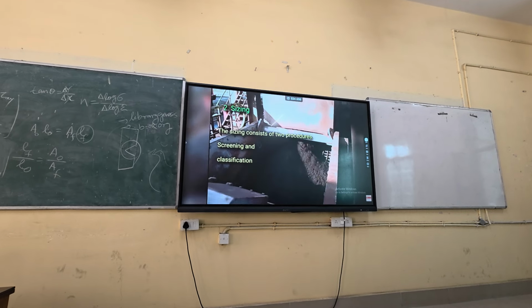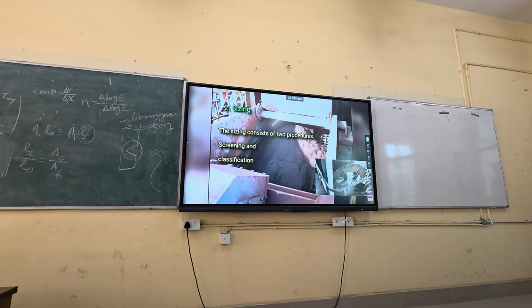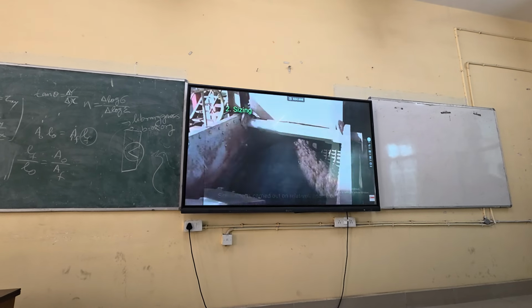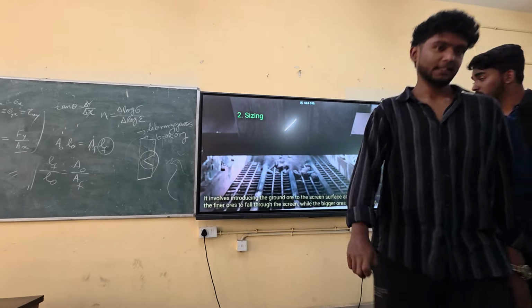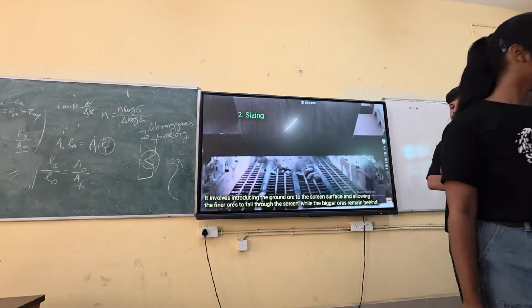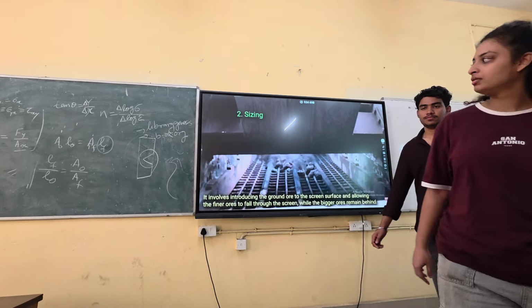You can see the screens are there. See, those are screens. See, these are the screens. Size separation. We talk about size separation, sizing. You can see the screens. Oversize and undersize.